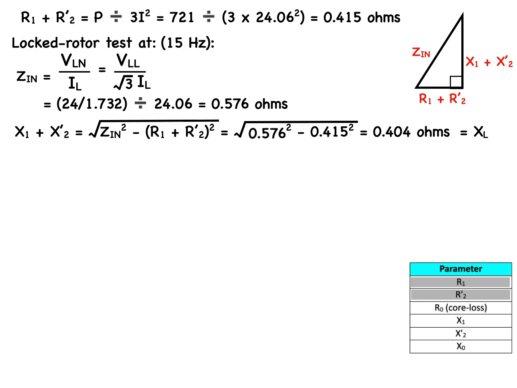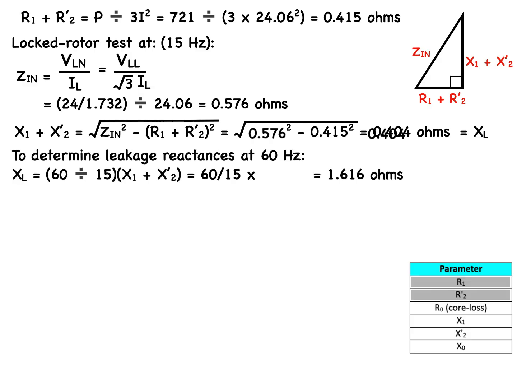To determine the leakage reactance XL at 60 hertz, we just need to scale up the reactance by the increased frequency from 15 to 60 hertz. Therefore, XL is equal to 60 divided by 15 times X1 plus X'2, which equals 1.616 ohms. Remember, reactances are scaled directly with the frequency.